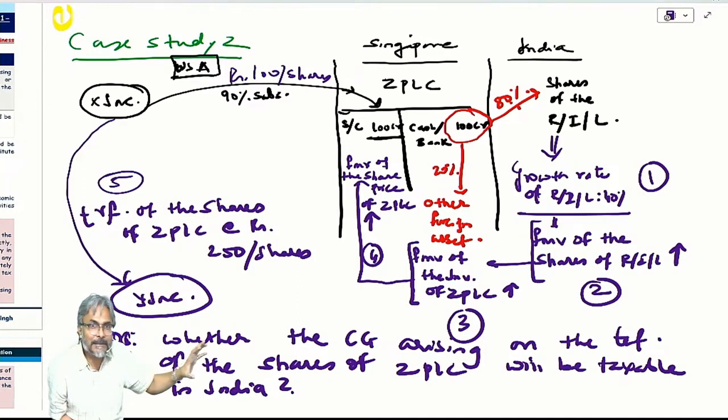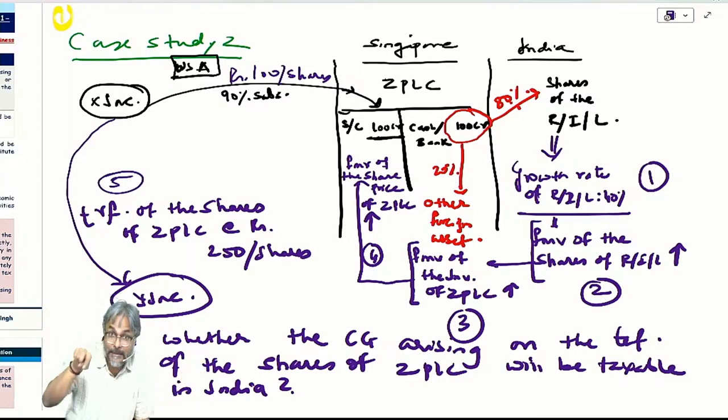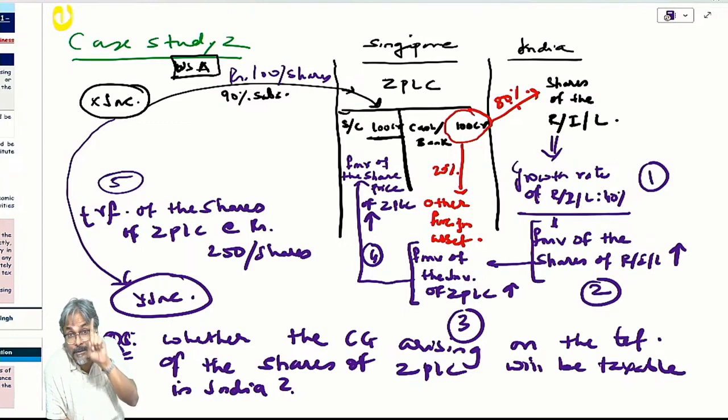So there is no contribution as such of ZPLC. Whatever is the contribution, 80% is because of the Indian asset. 20% you can give to the foreign asset, but 80% contribution is of the Indian asset. That's where the valuation comes, and therefore India should have the right to tax it.